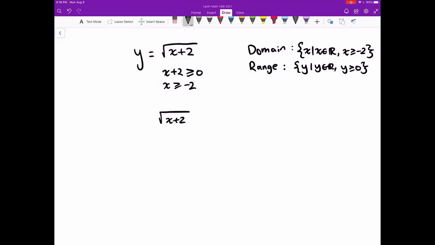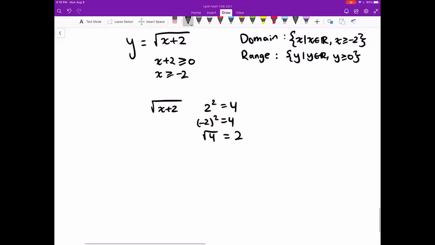So what I mean by the principal square root is that we know that, for example, 2 squared equals 4, but -2 squared also equals 4. However, when we're taking the square root of 4, we're only dealing with a positive number. So in this case, we're dealing with 2 and not -2. Which makes the range any y value that's greater than or equal to 0.